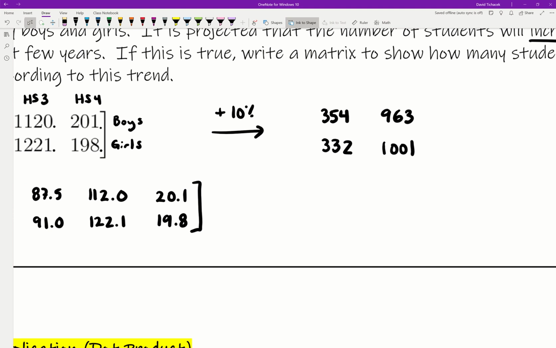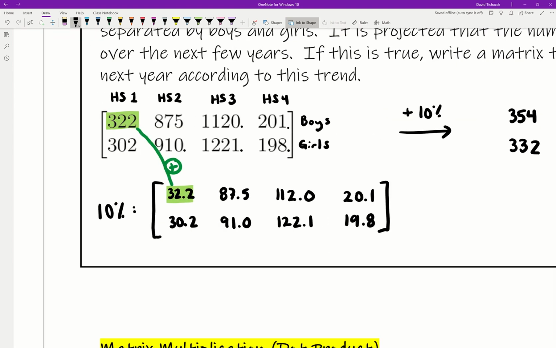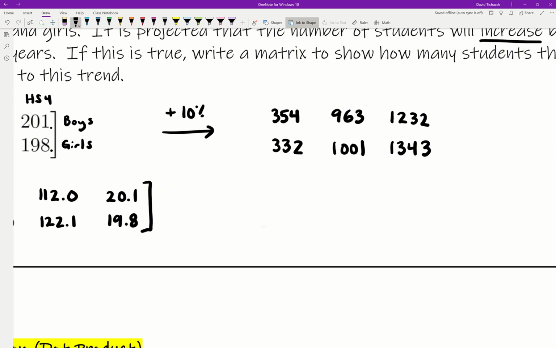Okay, moving right along, if I take 1,120 and I add on 112.0, then that is going to simply give me 1,232 students estimated. Next one down, if I take 1,222 and I add on 122.1, then that is going to give me 1,343.1. I might just go ahead and round that to 1,343, okay? And so again, I'm getting these numbers by doing what I wrote out here in green. I'm just taking each one of these corresponding entries and adding on what 10% of that entry looks like.